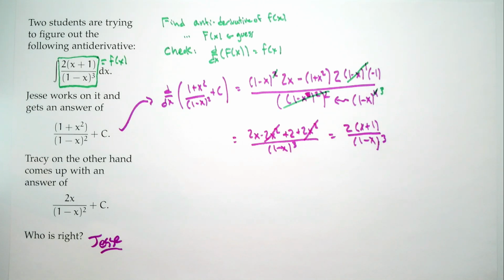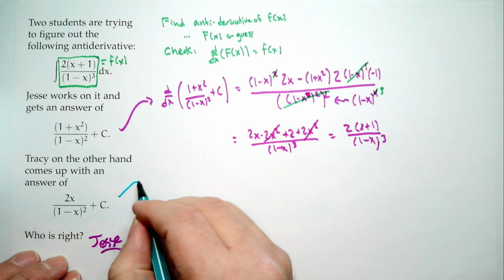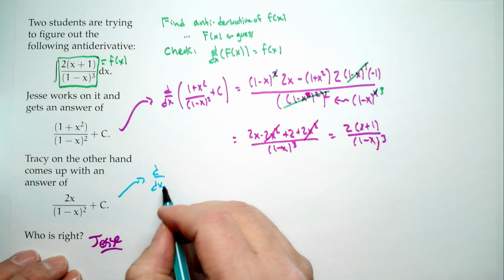We should check to see what Tracy did. Maybe we can figure out where Tracy made their mistake. Okay, so let's do the same process. All right, take the derivative.